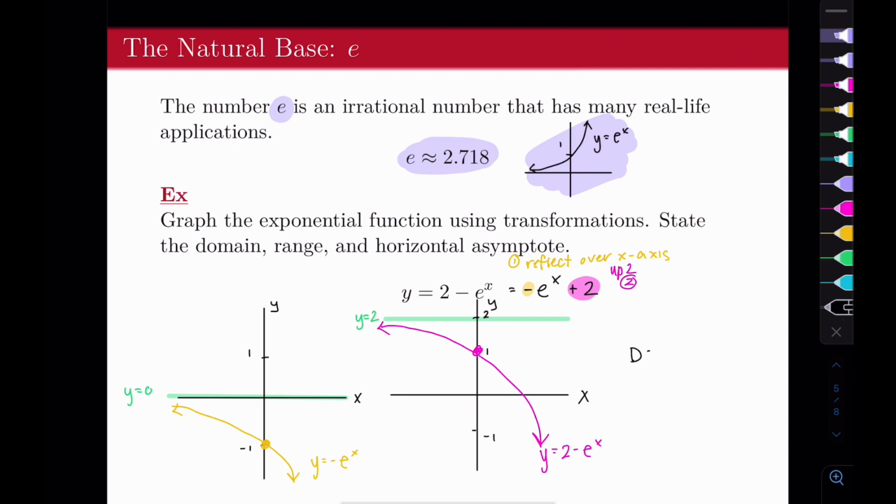Using this graph, we now can find the domain, the range, and then the horizontal asymptote. Domain is not changed at all. You can still plug in whatever you want. Your range, however, is everything up to 2. So in interval notation, that would be negative infinity to 2. And then our horizontal asymptote has moved to y equals 2. Okay.